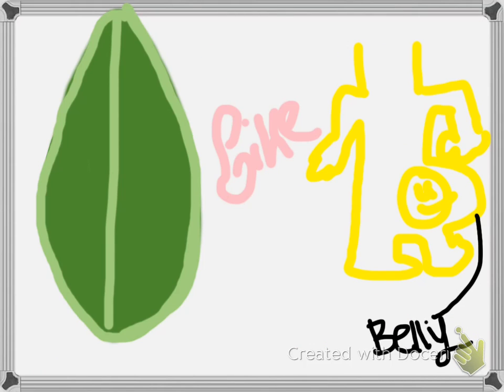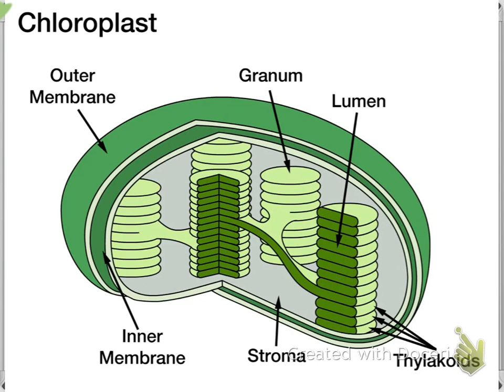The main part where I am made is the leaf, kind of like how you humans, the main part where you developed is the belly. So the main part where I take place is the chloroplast. The chloroplast has the stroma, which is the dense liquid in the chloroplast. Think of the stroma like the water you're surrounded by when you're in your mom's belly.